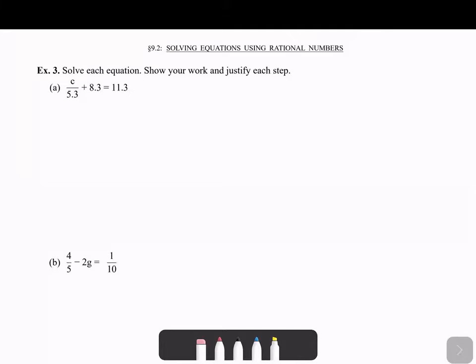So the first equation we have is c over 5.3 plus 8.3 equals 11.3. So we're going to start with our equation: c over 5.3 plus 8.3 equals 11.3. The first thing that I would do is subtract 8.3 from both sides. You can do this by writing it underneath. I like to do it on the sides. I know that's not common, but we subtract 8.3 from each side.